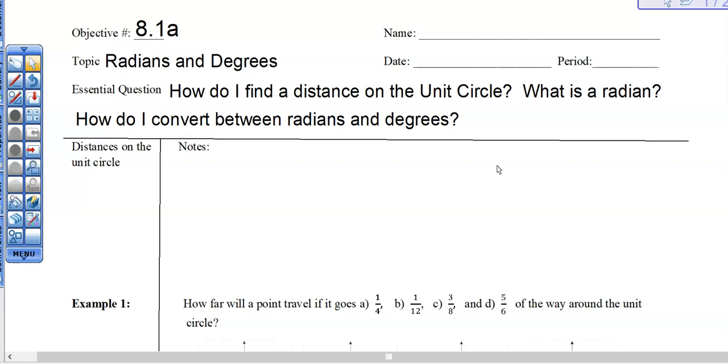Okay, so we're going to start. Distances on the unit circle. A distance on the unit circle means I'm going to travel a portion of the circumference of the unit circle. So let's sketch a unit circle. Shall we? We'll just sketch a unit circle.